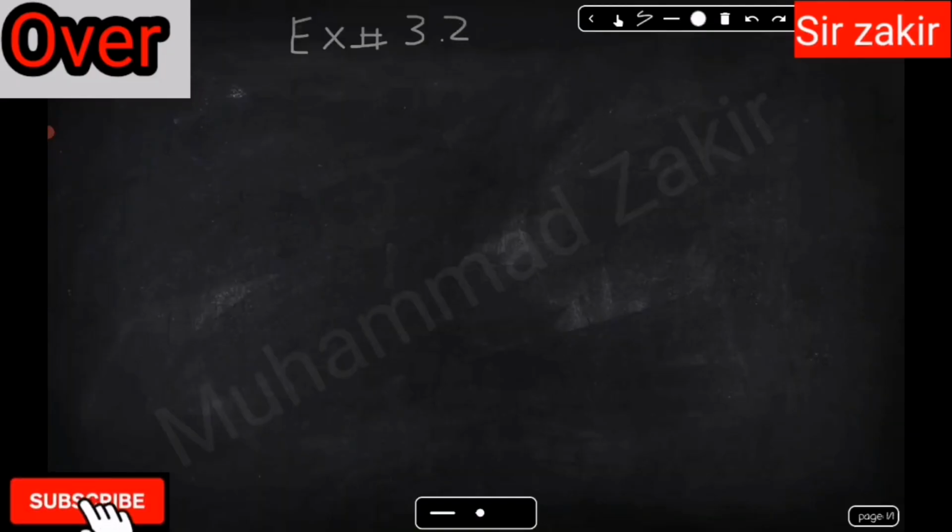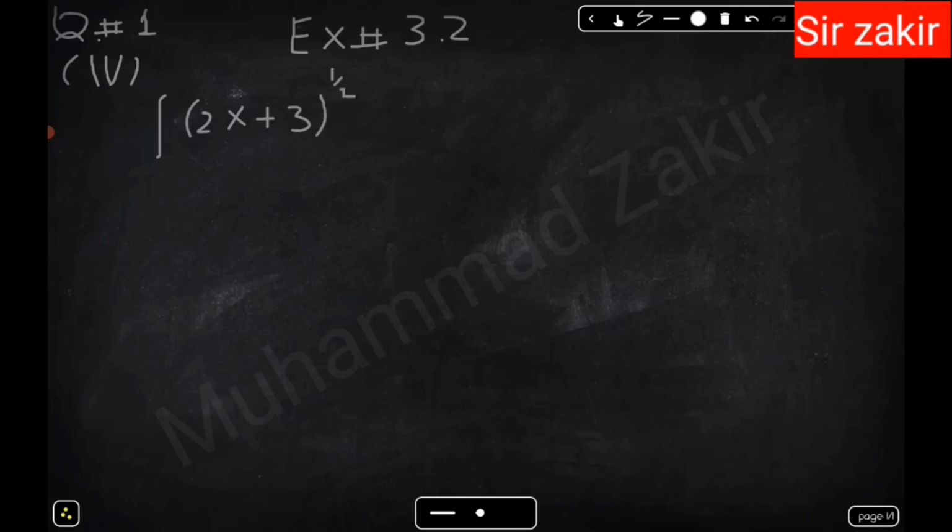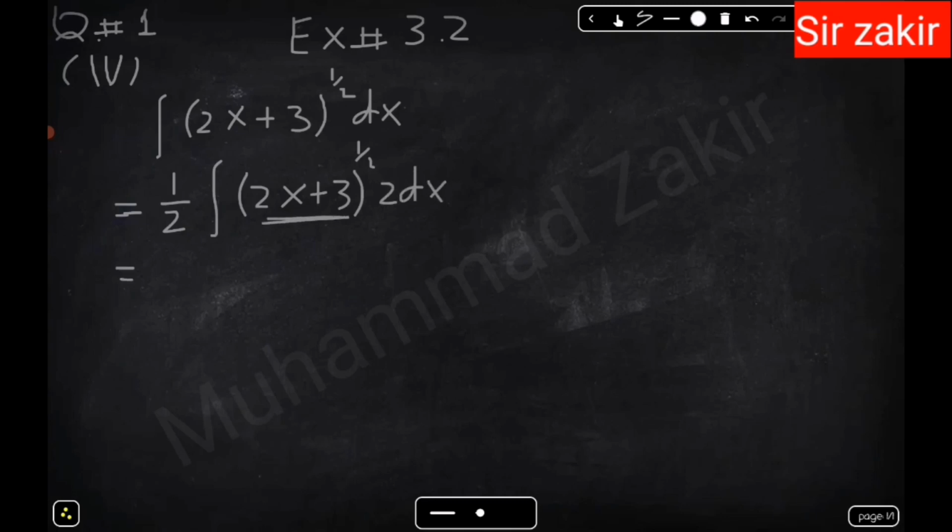Exercise 3.2, question number 1, part number 4. It is the integration of (2x plus 3) power 1 by 2 dx. How do we integrate this? We convert it into a form where the function is written with its derivative. So we multiply by 2 and we divide by 2. Division by 2 is shown as 1 by 2 outside the integration, and multiplication by 2 is shown with the function. So it is a function with some power and along with it is its derivative.